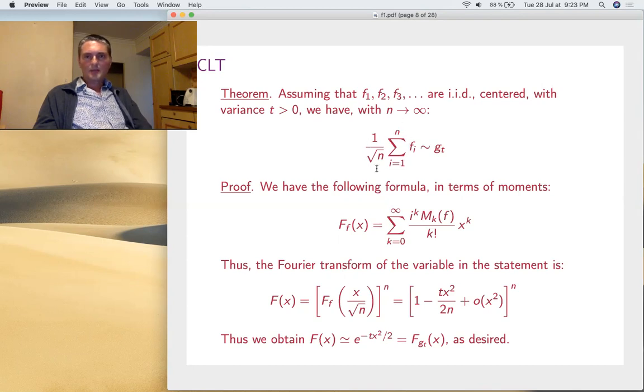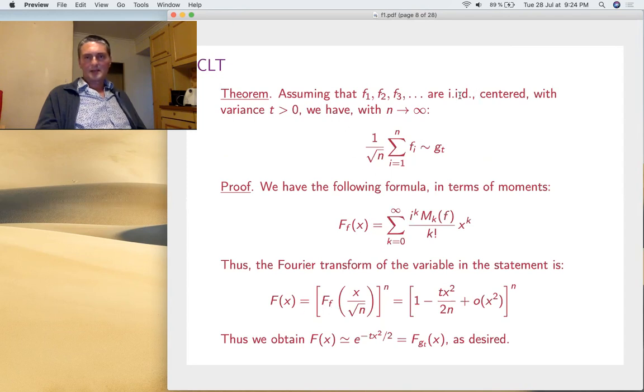Now in order to compute this, what was the formula for Fourier? It's the expectation of exponential of i x f. In terms of moments, you get this series, right? It's a series in terms of moments. You just take the series of the exponential and you integrate. So you'll get the moments of f which will contribute, and that's the formula. It's just an exponential, okay? And now, by using this formula, let's compute the Fourier transform of this.